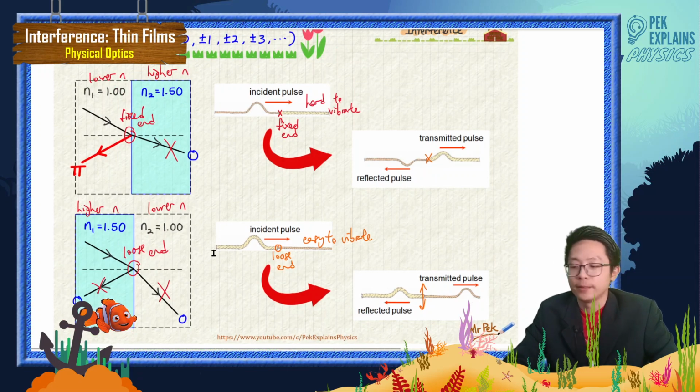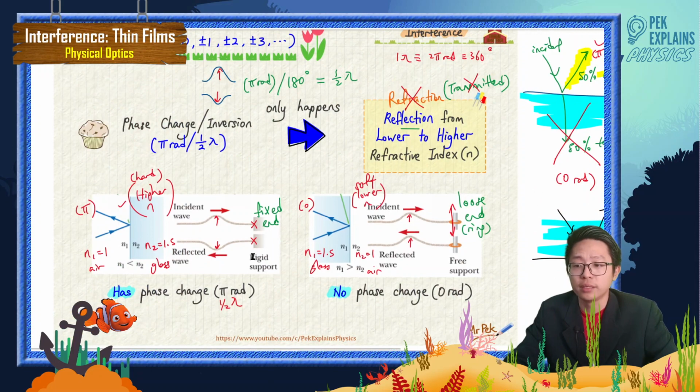All right. So the conclusion is that phase change only happens during reflection from lower to higher refractive index. The phase change is a pi radian phase change. That means the wave that initially goes up becomes going down.